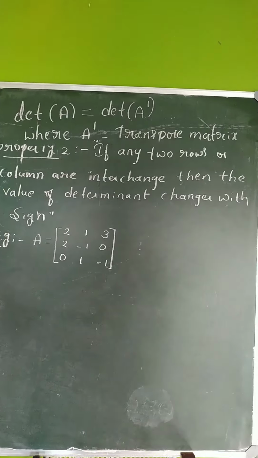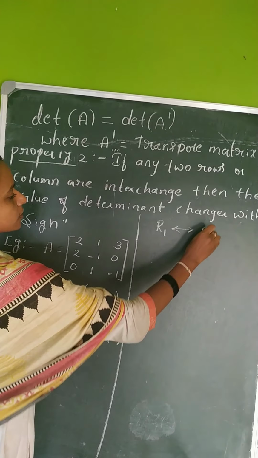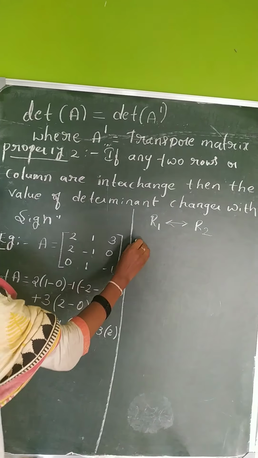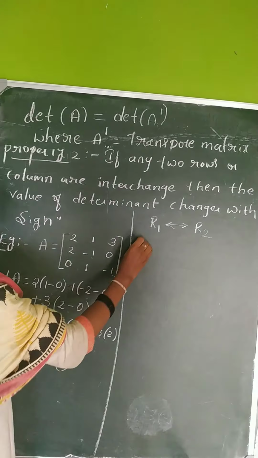So now I'll just go with the next. From the property, what we need to do is, if any 2 rows or columns are interchanged. That means here I'll take R1 interchanged with R2. I'll take it like this. So here A is, that means the first row you need to write in the second row, and the second row you need to write in the first row. So 2 minus 1 0, then 2 1 3, whereas the third row remains the same, which is 0 1 minus 1.